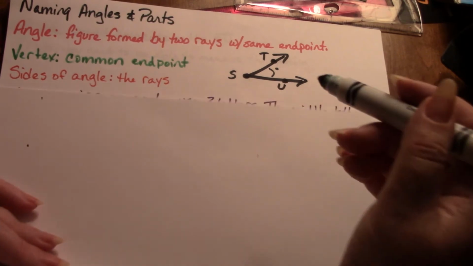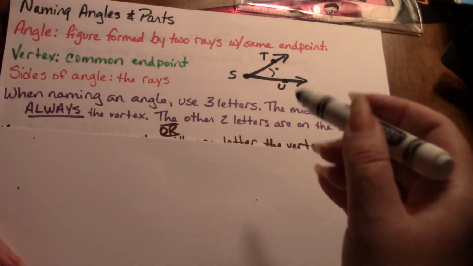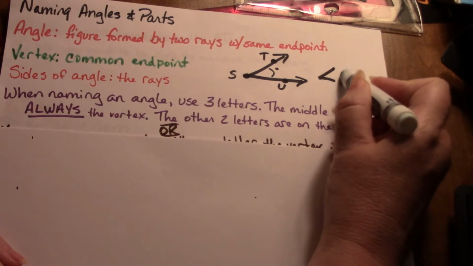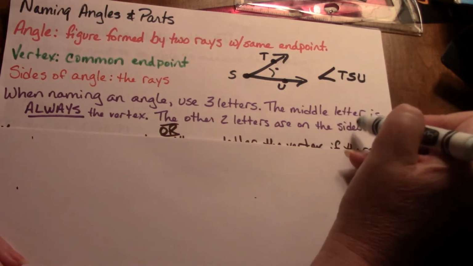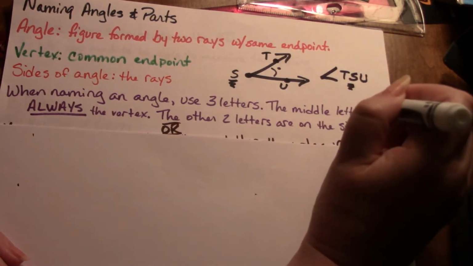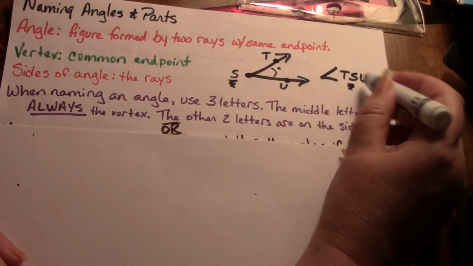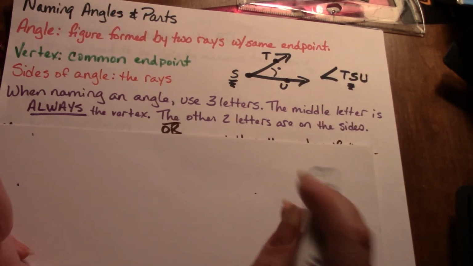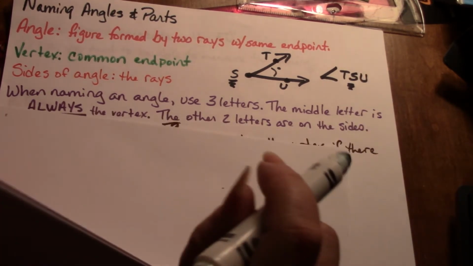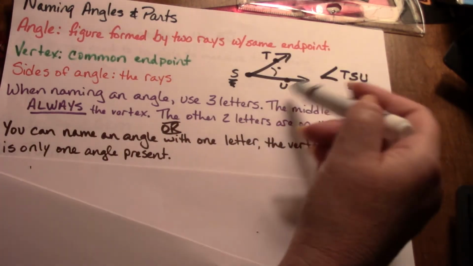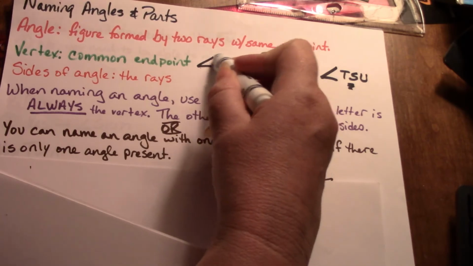There's two different ways to name an angle. You can be very specific and use 3 letters. This is angle TSU. The middle letter is always the vertex, always, always. The other 2 letters are on either side of it. It doesn't matter what order. Alphabetical is great, but if you don't do it alphabetically, it's not wrong. Or if this is the only angle there, you could call this angle S.